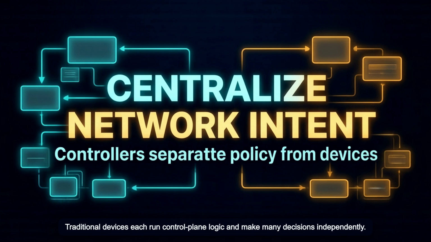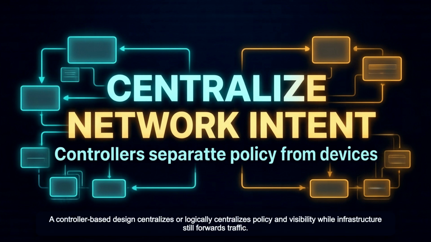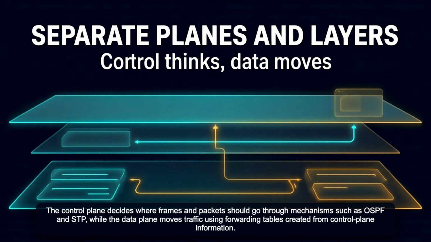Traditional devices each run control plane logic and make many decisions independently. A controller-based design centralizes or logically centralizes policy and visibility, while infrastructure still forwards traffic. The control plane decides where frames and packets should go through mechanisms such as OSPF and STP, while the data plane moves traffic using forwarding tables created from control plane information.